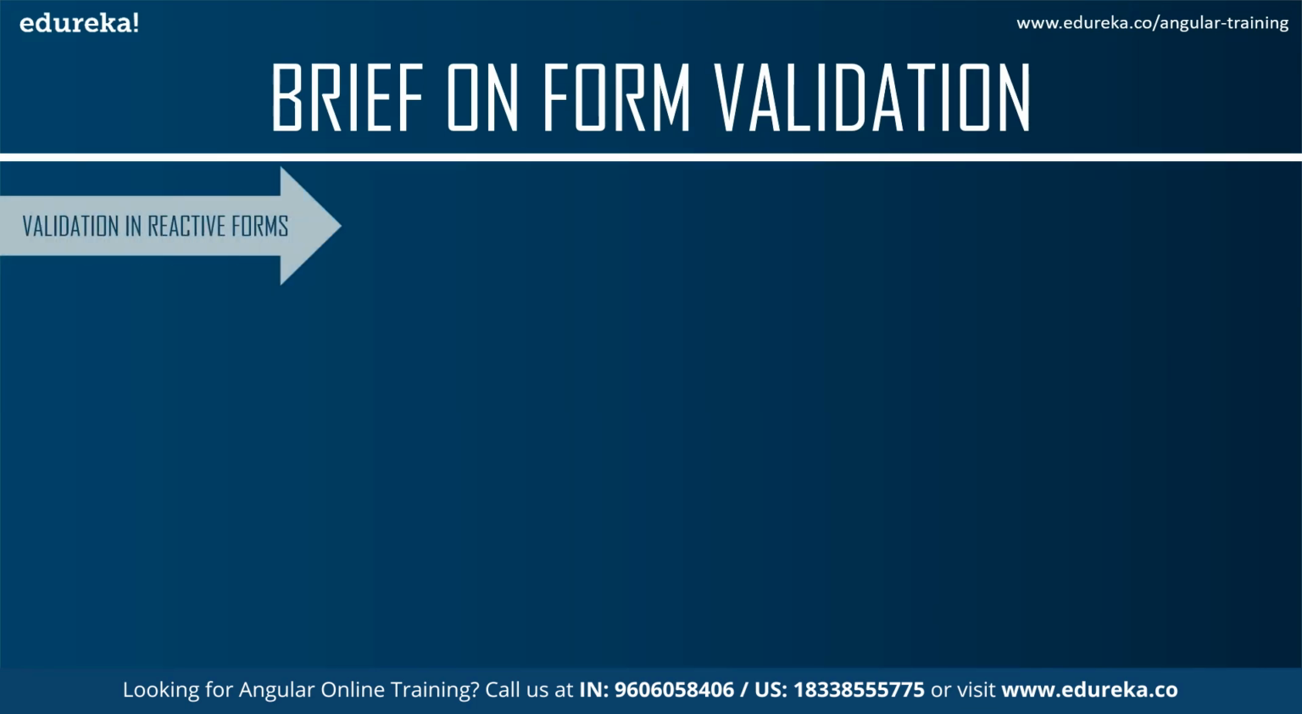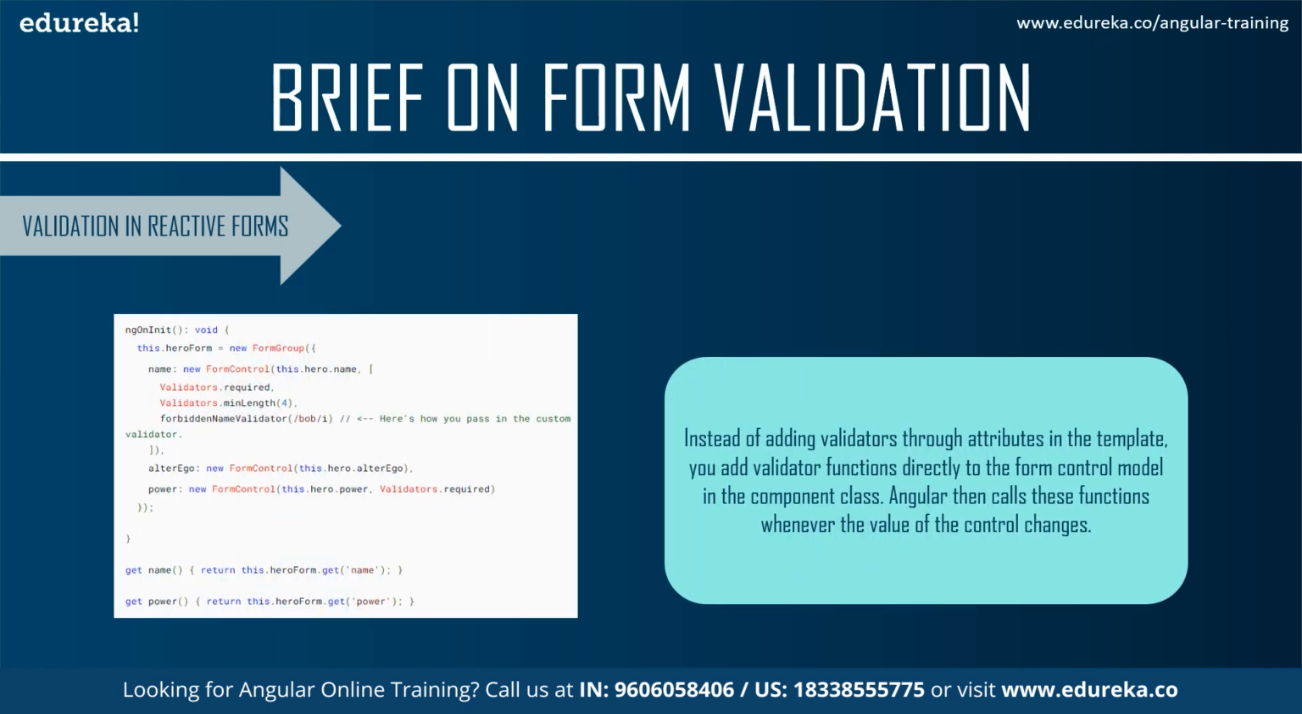Next we have validation in reactive forms. Basically, you use the init function in reactive forms to perform validation. With that, you can give your results using get. Instead of adding validators through attributes in the template, you add validator functions themselves. This happens directly in your form control model in your component class. When you create a component, you can call a function and then add your form controls.